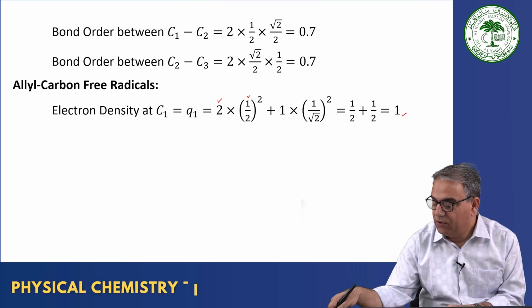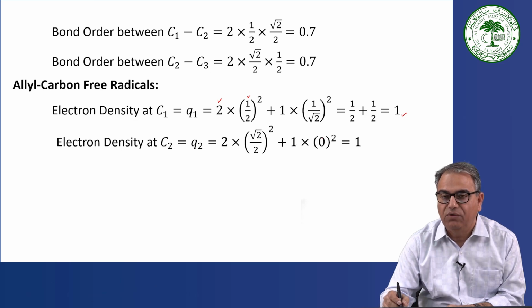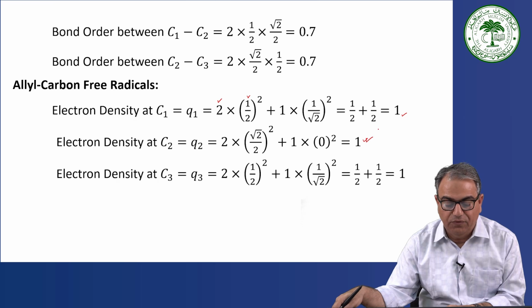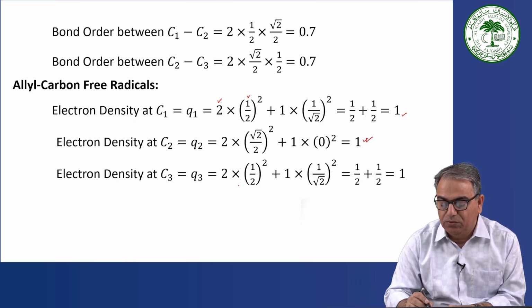Okay. Electron density at C2 if you want to calculate, then Q2, and again you have 2 electrons in the psi1, and root 2 by 2 is the coefficient of the second carbon atom in the psi1, and in the psi2 you have only 1 electron and psi2 has 0 coefficient, so this will go, and again you get the value of 1.